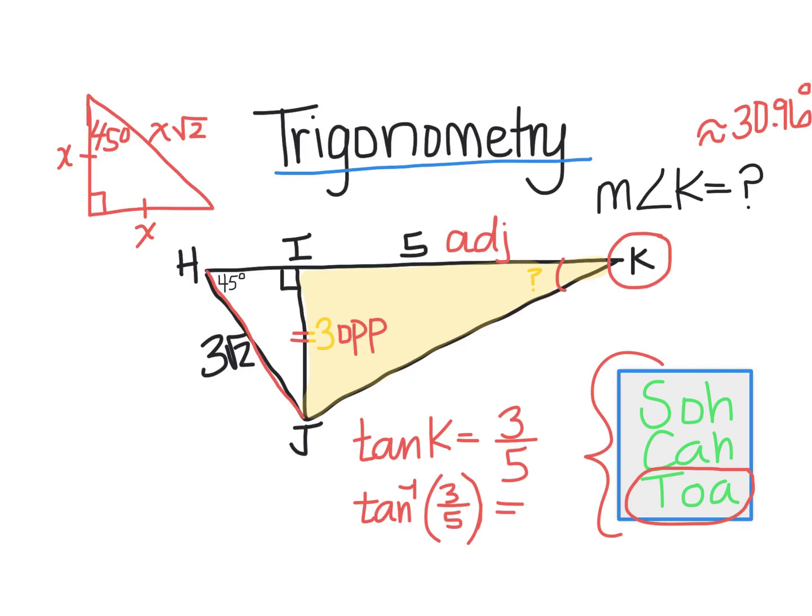If you do not get that value, you might want to check the settings on your calculator and make sure that your calculator is in degree mode and not in radians. So I hope that this video was helpful so that you can solve for the value of a missing part of a right triangle using trigonometry.